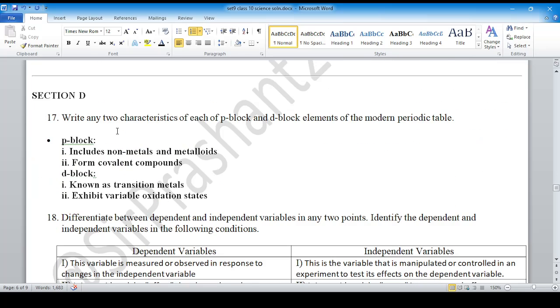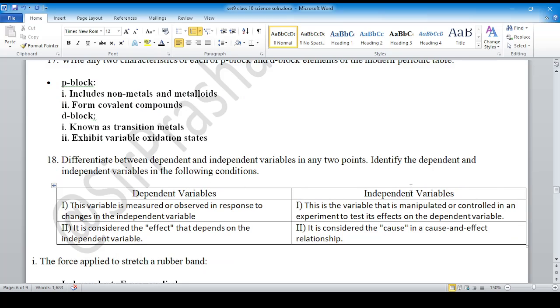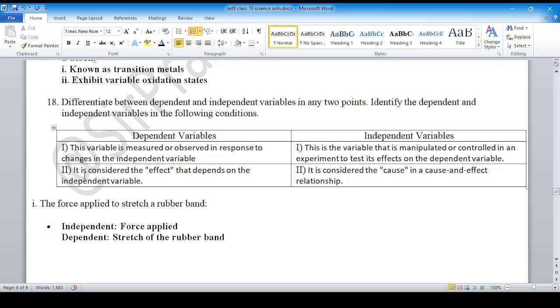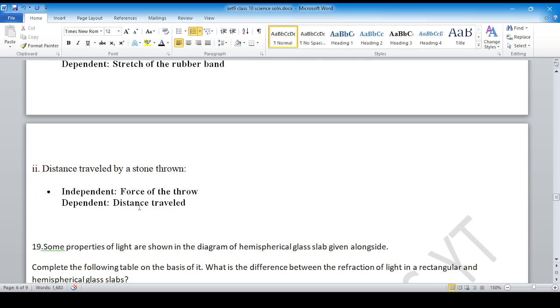For section D, let's jump to the long questions. Question number 17, you can see the solution here. For question number 18, the differences are given here. For question number 18, Roman number 1, the independent variable is the force applied and the dependent variable is the stretch of the rubber band. And Roman number 2, the answer is given here.